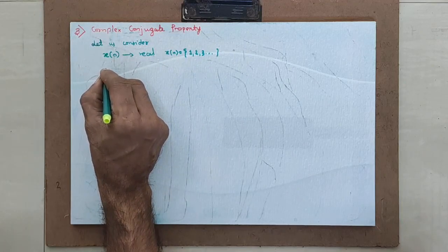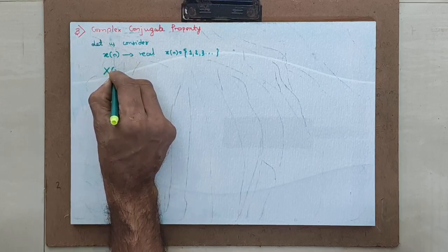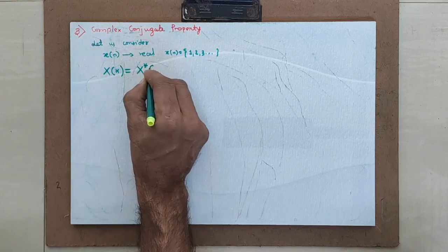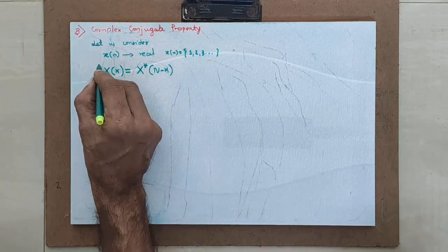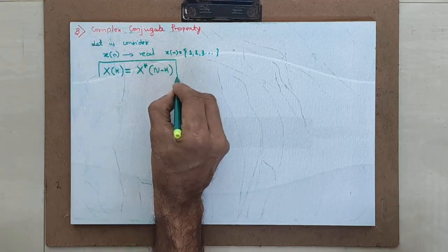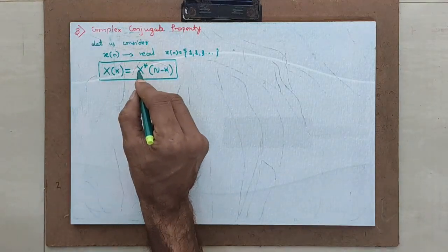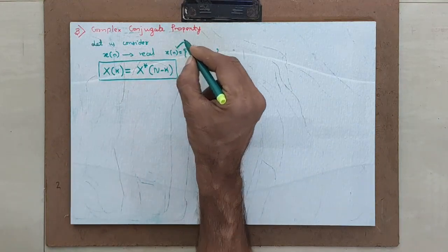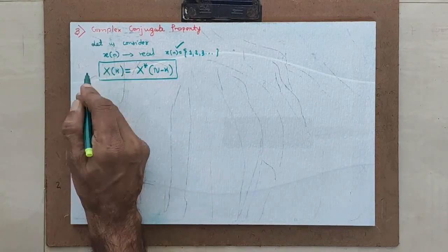Whatever x of k you are finding now, it follows the complex conjugate property. According to the complex conjugate property, x of k is equal to x conjugate of n minus k. That is what the property says. If x of n is real, x of n should be real. Now let us prove this property.